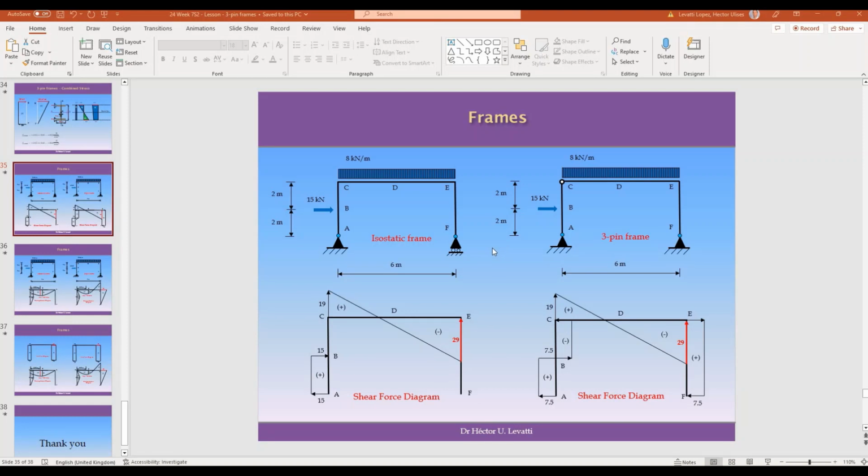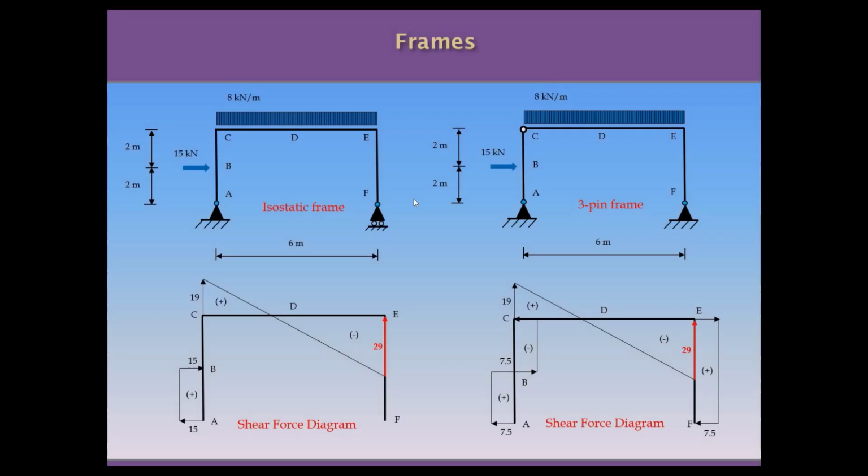The other thing is that every change you introduce in your structure in terms of hypothesis, supports, or loads will change as well the results and the distribution of internal forces, and then the distribution of the internal stresses on the cross sections. So in here, for example, we are going to see that in comparison, the simple supported frame and the three-pin frame have a different distribution of shear forces in the column.